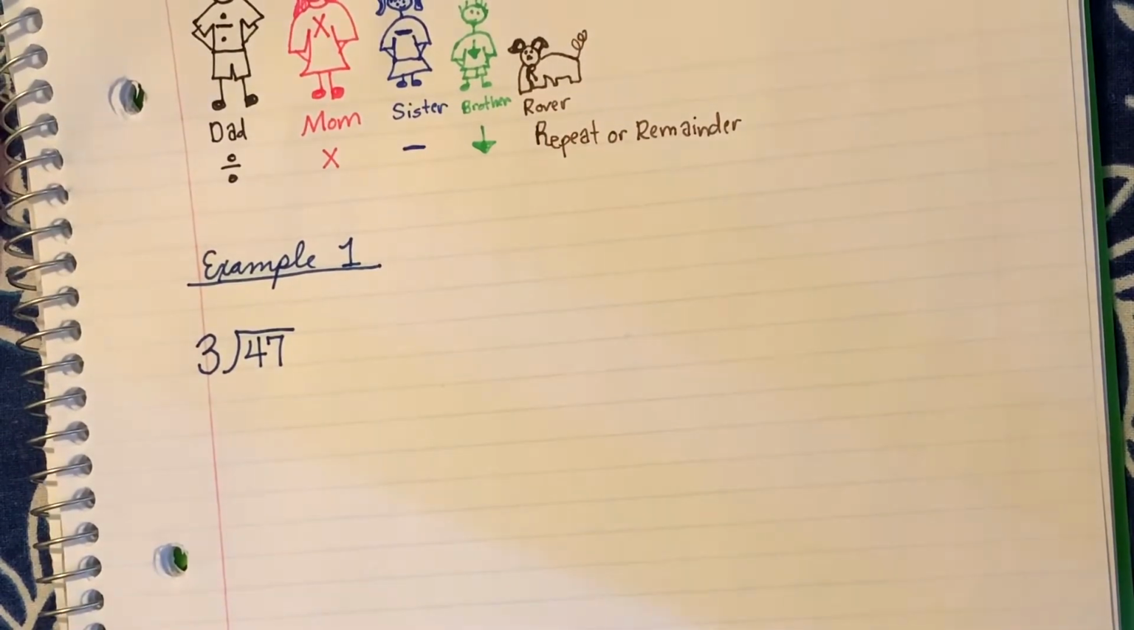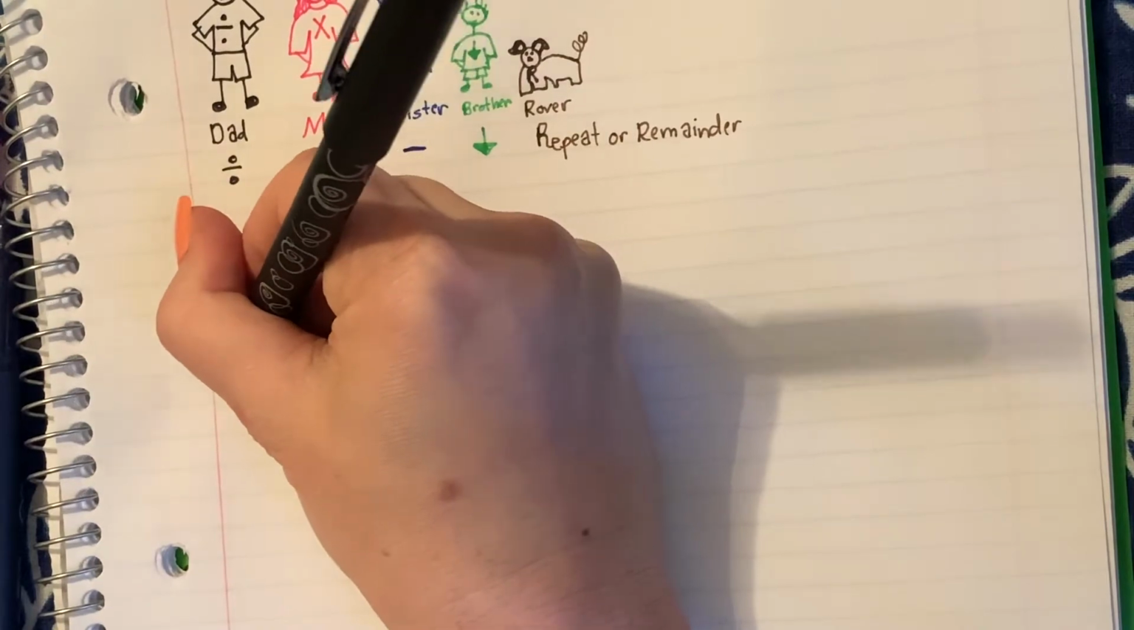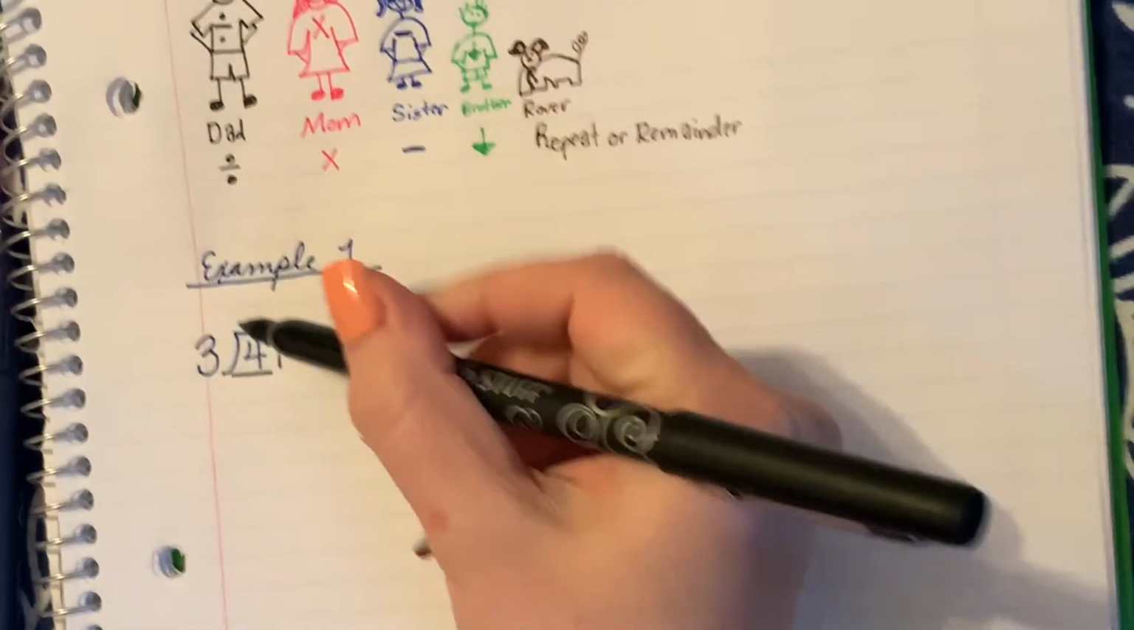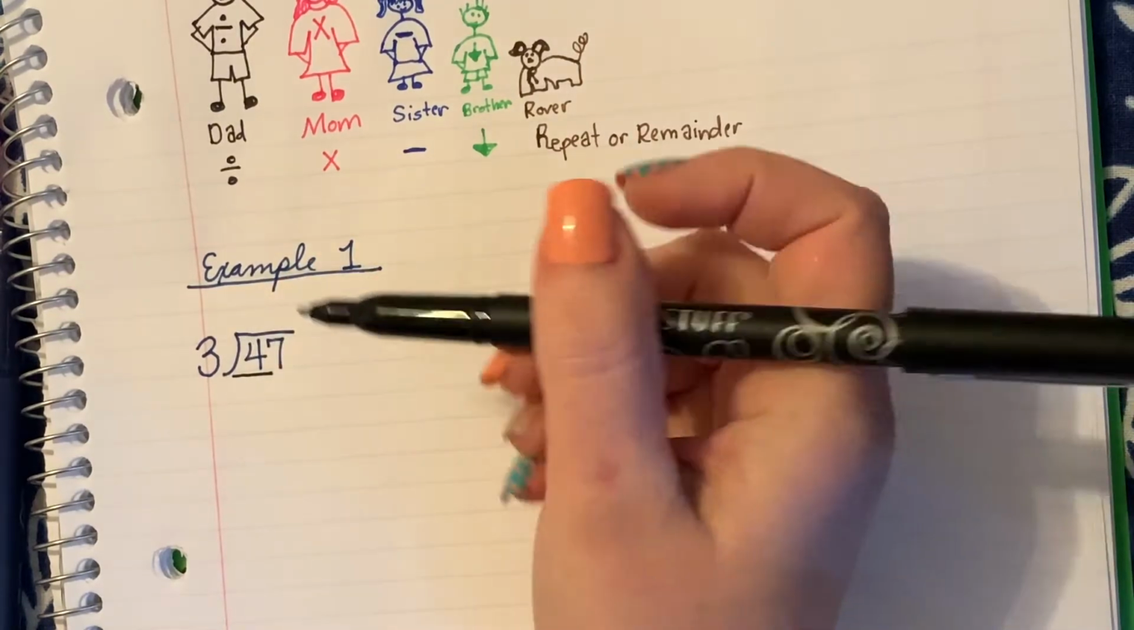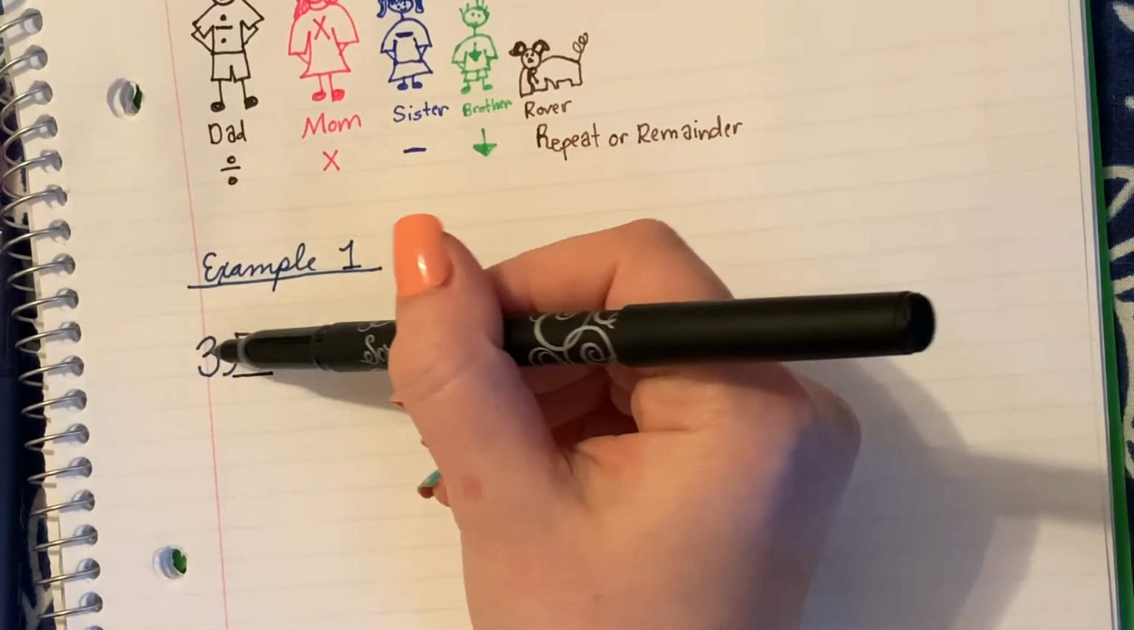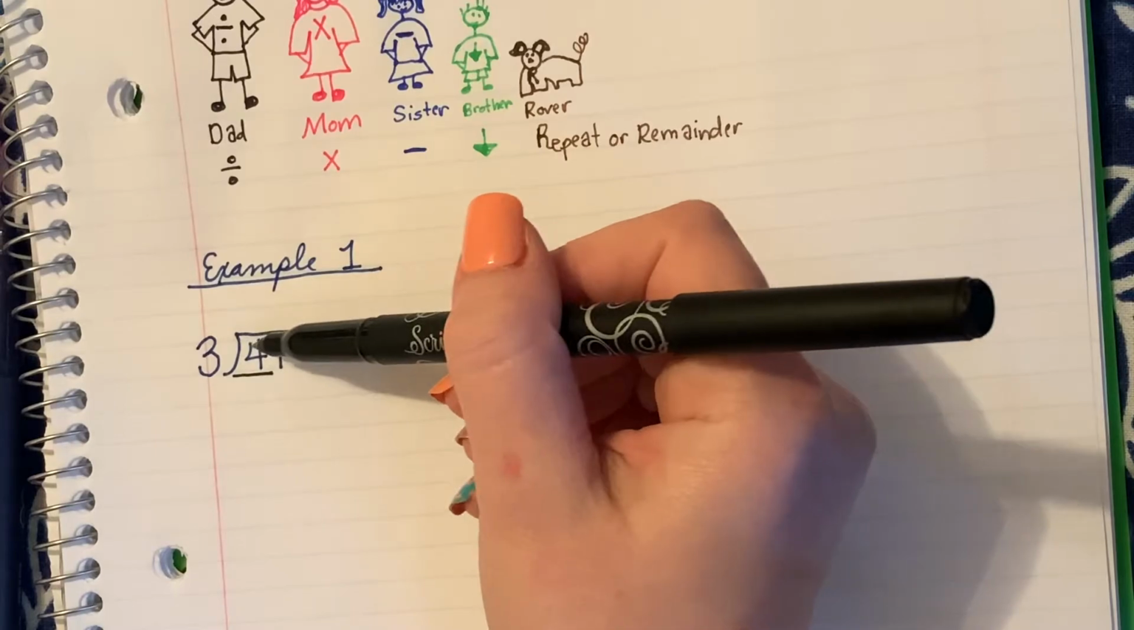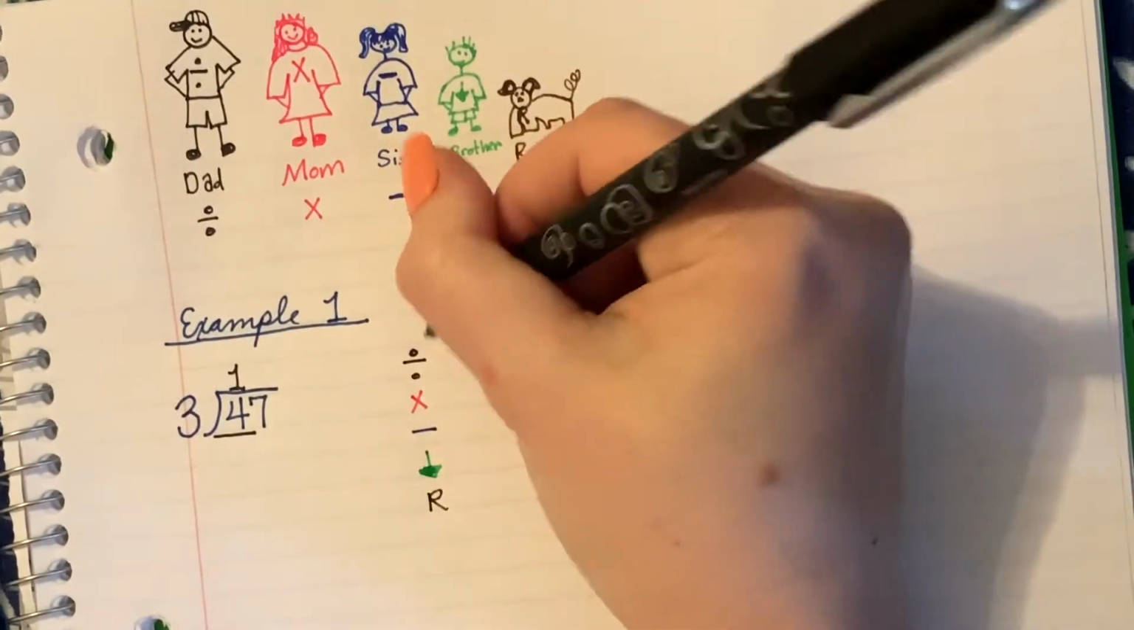And we are looking for the quotient. So first, we are going to divide. We are going to figure out how many times we can split this 4 among 3. So when I'm looking, I see that I can only pull out one group of 3. Dad, check.